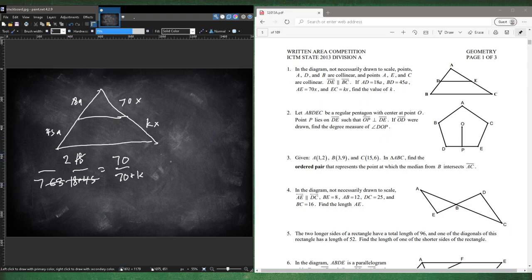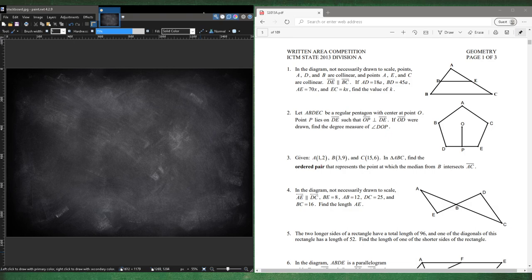So cross multiply, so we have 2 times 70 plus 2k is equal to 7 times 70. And then 7 minus the 2 is a 5, because 70 is the same, times 70 is 2k. So k equals 70 divided by 2 is 35, 35 times 5 is 175. And that's your answer for number 1, just that simple.